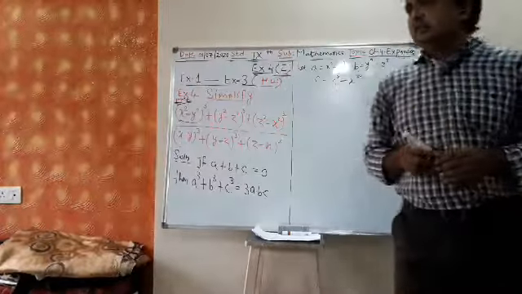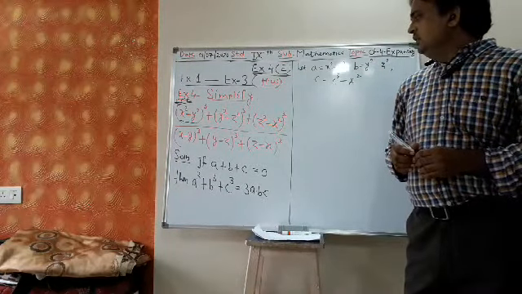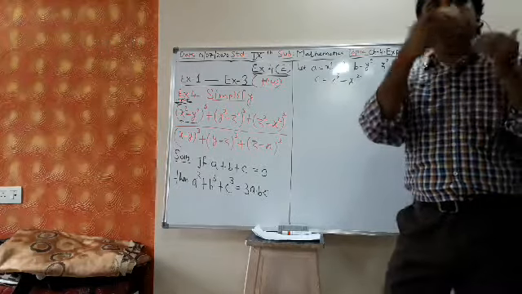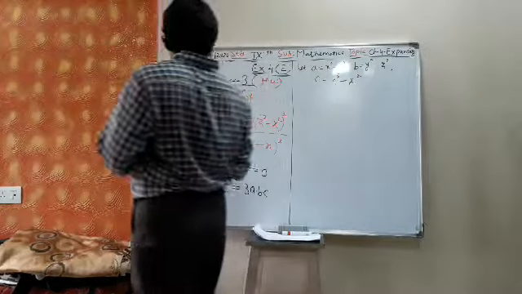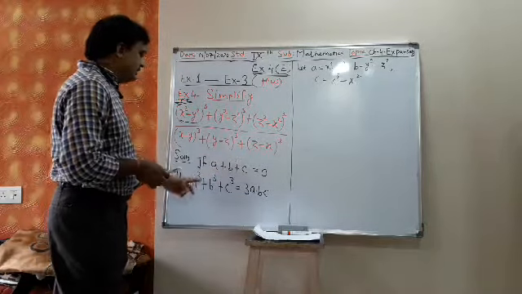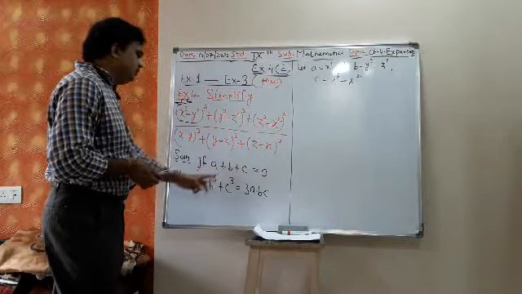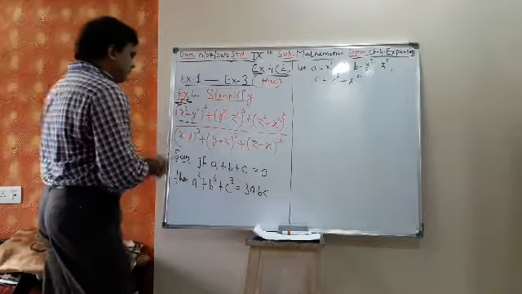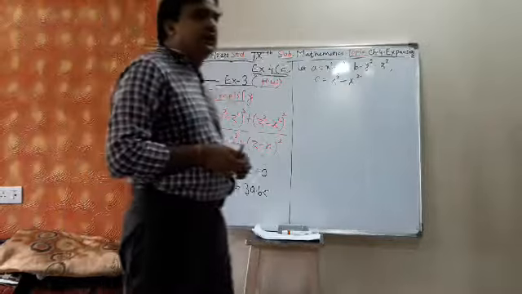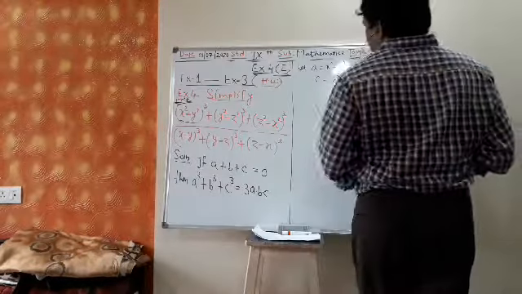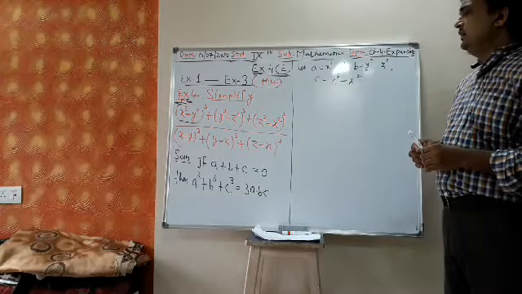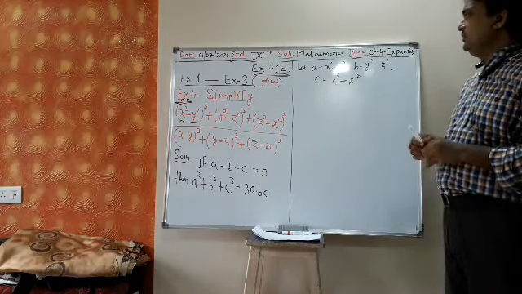No, this is not given. This is the result which we have already used in exercise 4D. If a plus b plus c is 0, then a cube plus b cube plus c cube is 3abc. This result we have already proved in exercise 4D. Now I will be using this result.